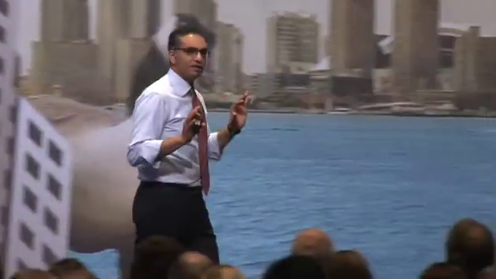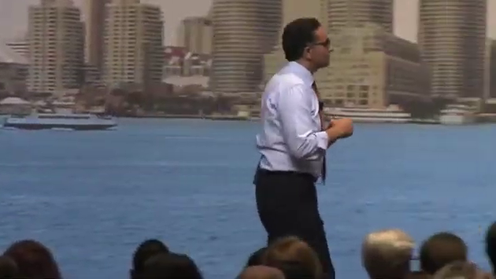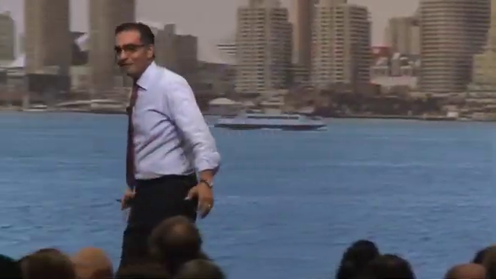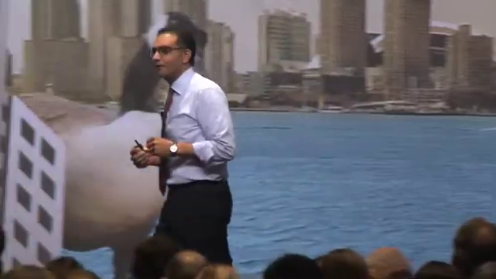Now, let me finish this slide by explaining to you how all of this will work. So we're going to create local responsibilities, and you notice that only the top 6 areas have local responsibilities, because stakeholder support and governance support cannot be localized. These are global functions. But the rest of the functions will be localized. What does that mean for those of you who have not lived through the matrixing of an organization, which we plan to do through next calendar year?